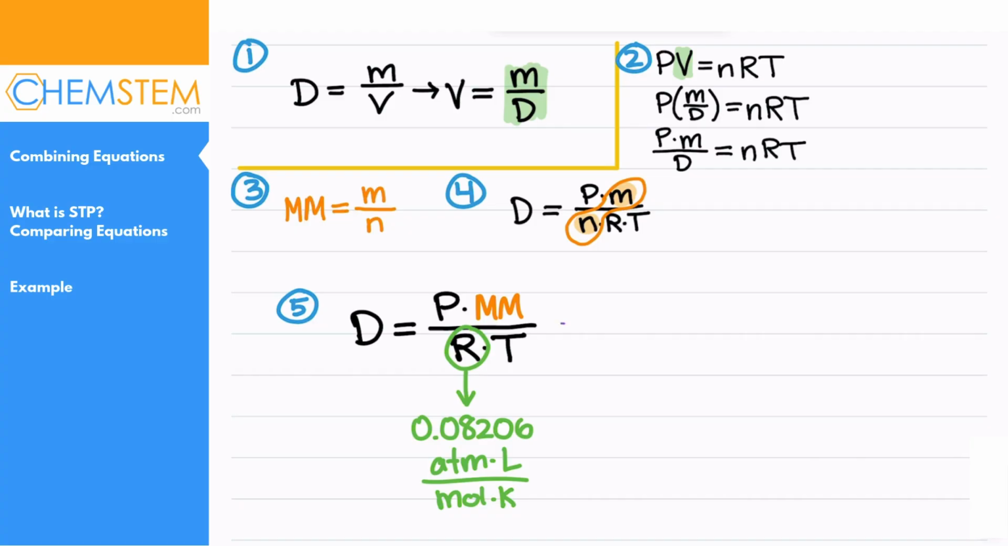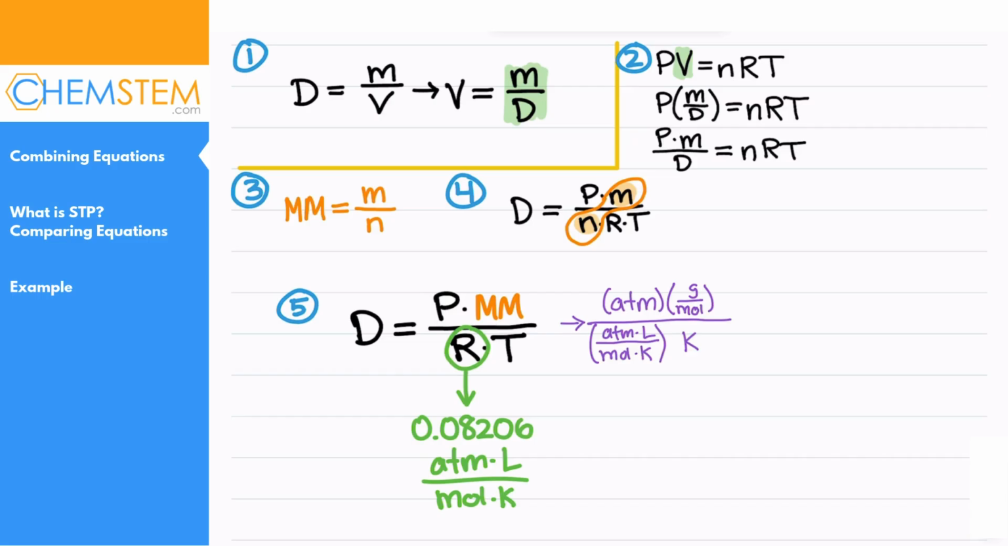Now let's check our units for all of these things. So pressure is going to be atmospheres. That's the unit that is ideal and standard for these types of problems. And then the molar mass, that we already know is grams per mole. And then in the denominator we have R, which we know is atmosphere liters per mole Kelvin. And then T is just Kelvin.